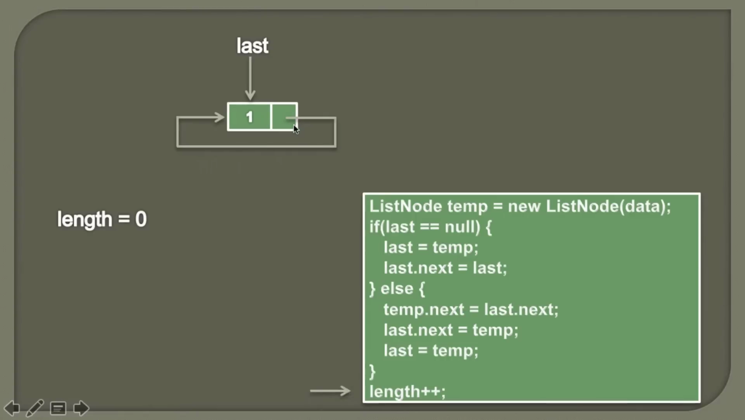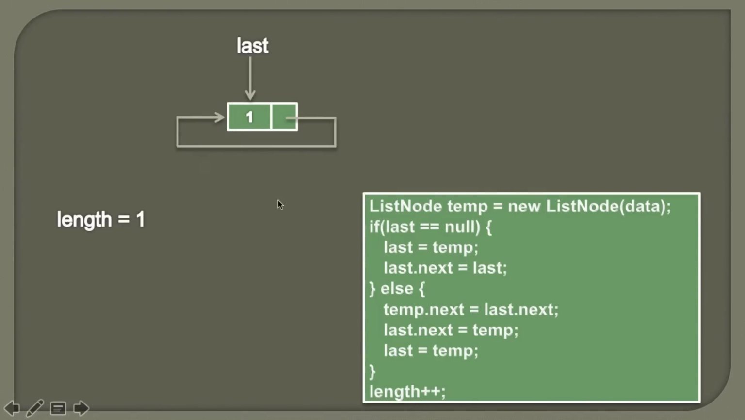And in the last step, we'll simply increment the length by 1 because we have successfully inserted the node at the end of a circular singly linked list. So friends, once this algorithm is executed, we know that initially the circular singly linked list was empty and now it contains only one node. So it is referred by last because this is the only node, and its next is pointing to the first node, which is the node itself.